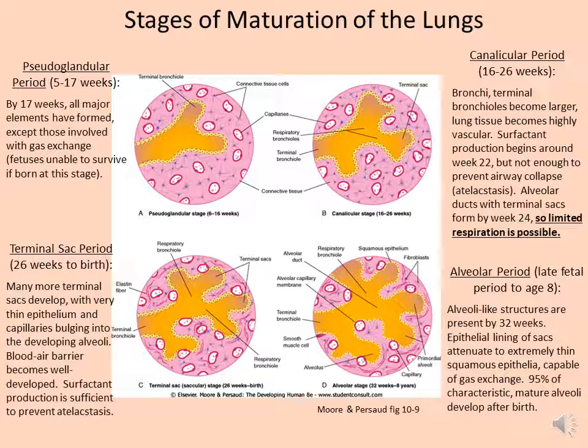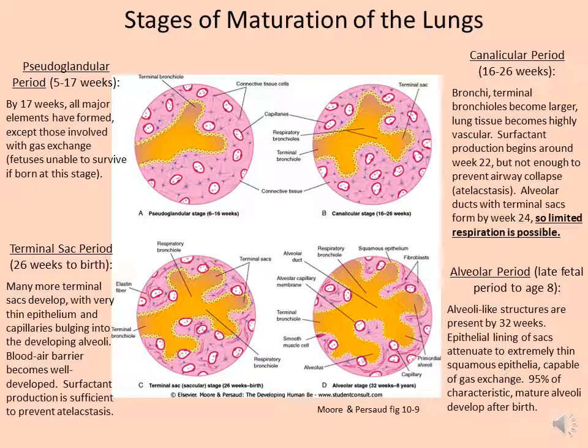The second phase is the canalicular period, which extends from 17 to 26 weeks, and it is characterized by the formation of respiratory bronchioles, alveolar ducts, and a few alveolar sacs. Vascularization also begins during this stage, and there is development of type 1 pneumocytes.